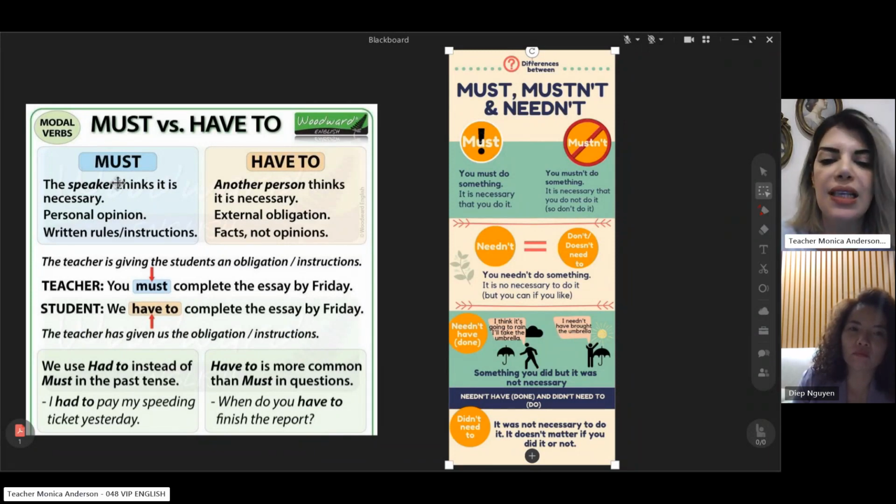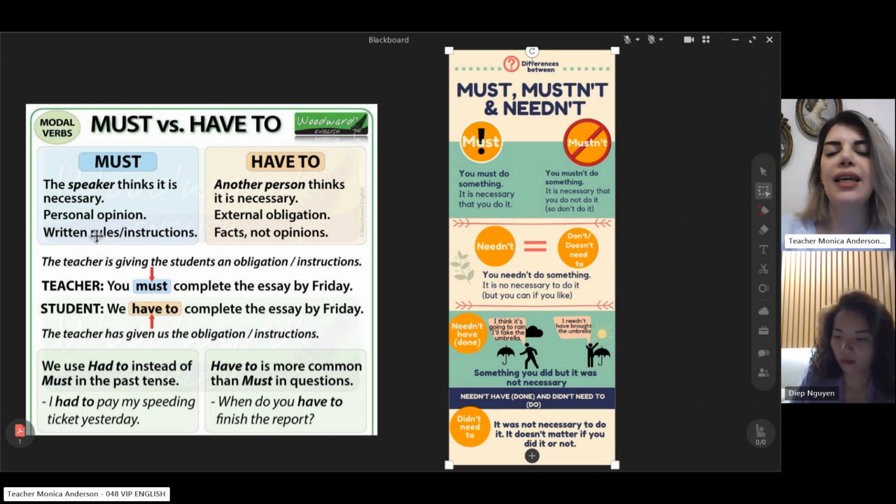First of all, must. When the speaker thinks it is necessary, it means I think, as a speaker, something is necessary, I use must. This is something like a personal opinion. Must is a really strong modal. We normally use this for obligations, something like rules and obligations.